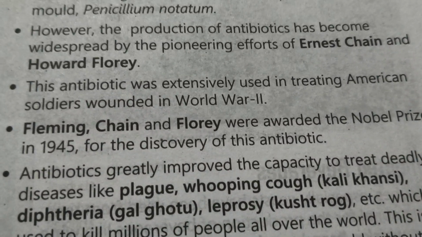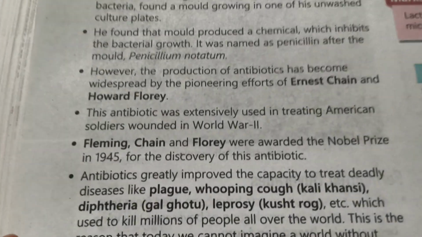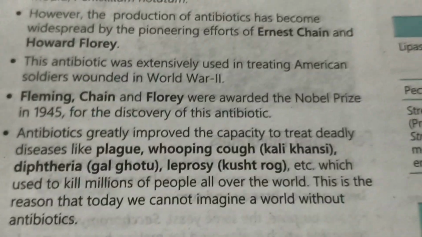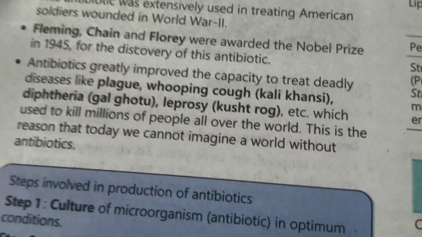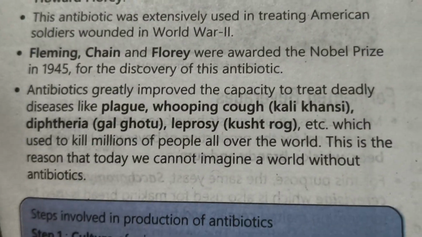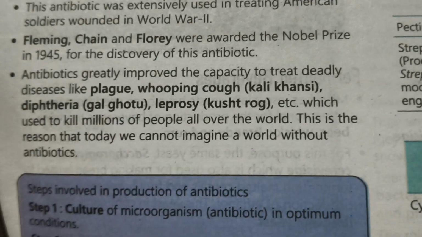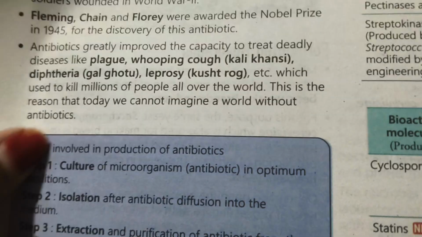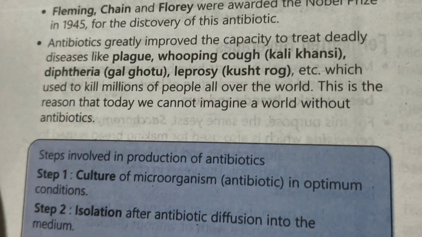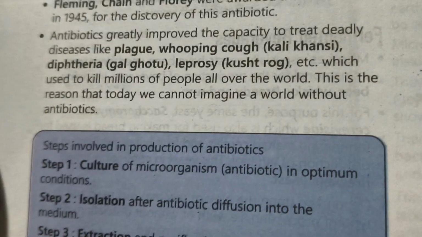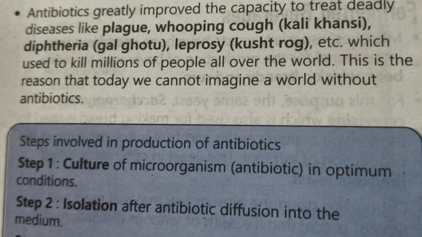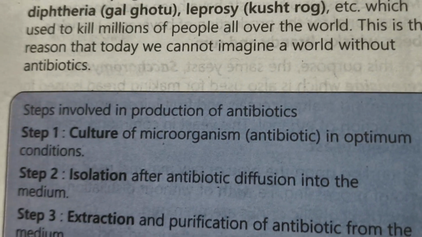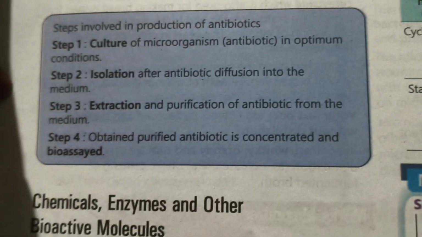However, the large-scale production of this antibiotic was achieved through the pioneering efforts of Ernst Chain and Howard Florey. This antibiotic was extensively used for treating American soldiers in World War II. Fleming, Chain, and Florey were awarded the Nobel Prize in 1945. The discovery of this antibiotic greatly improved the capacity to treat deadly diseases like plague, whooping cough, diphtheria, etc., which used to kill millions of people over the world. This is the reason that today we can't imagine a world without antibiotics.